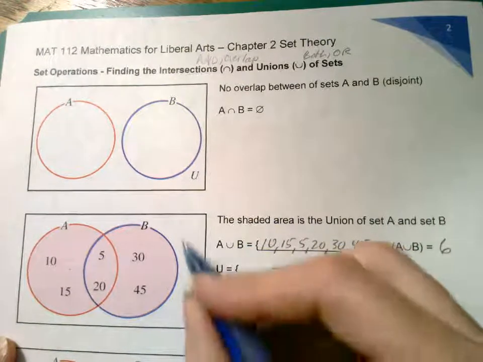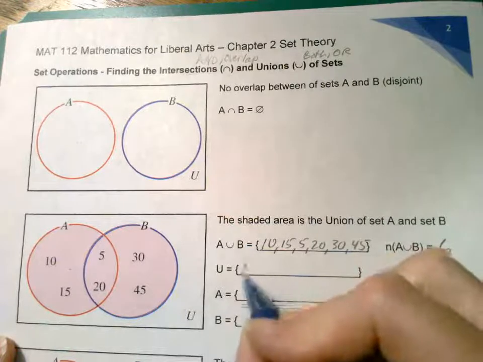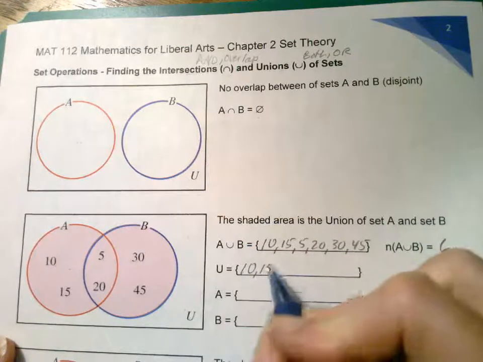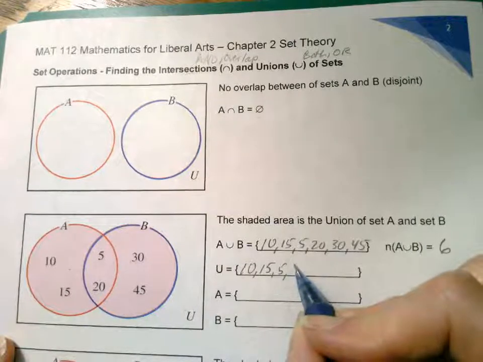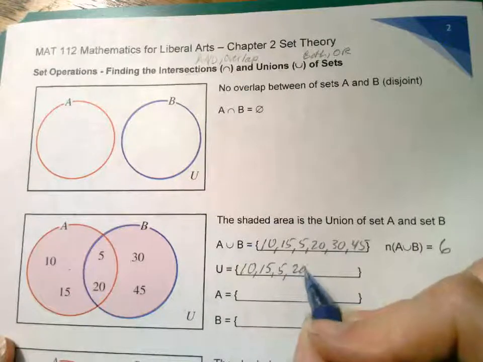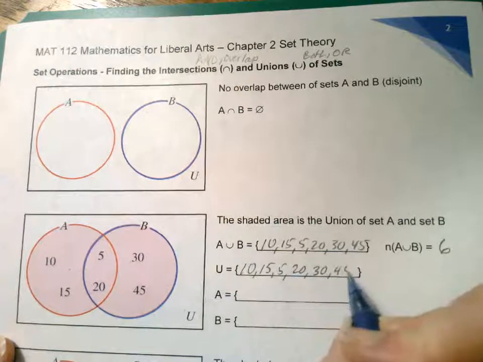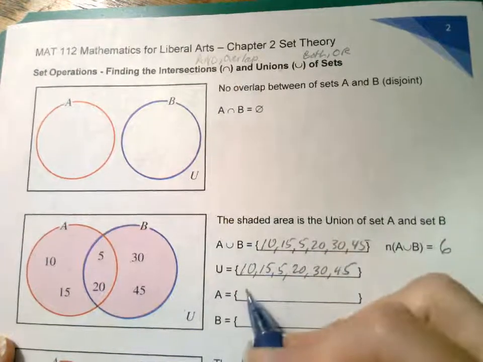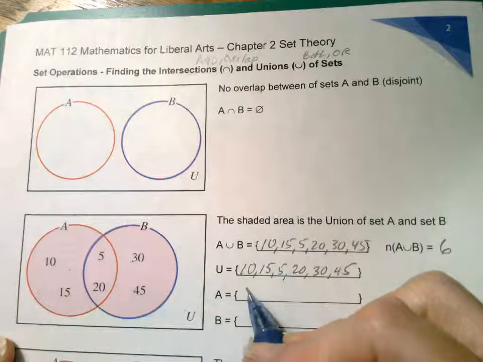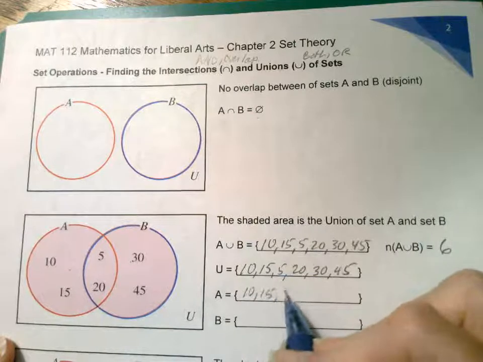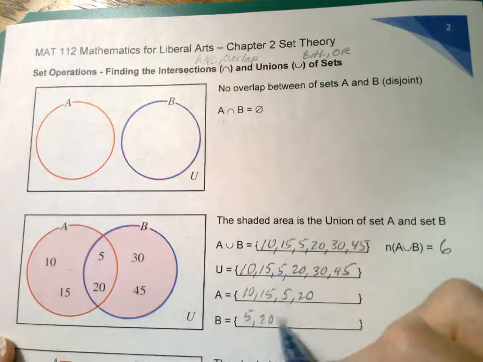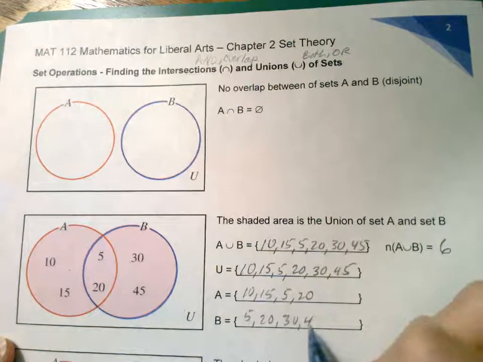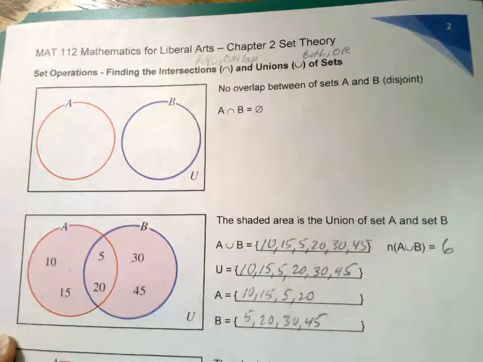And because there's none outside, the universal set is an improper set of the union between A and B. I think you could say it that way. What's just A? 10, 15, 5, 20. Just B is 5, 20, 30, 45. Order doesn't matter. Let's go down.